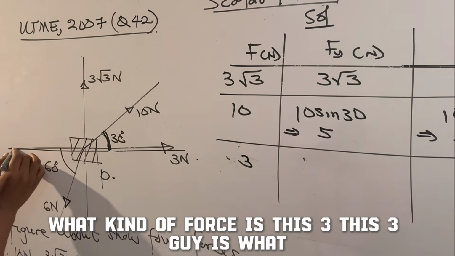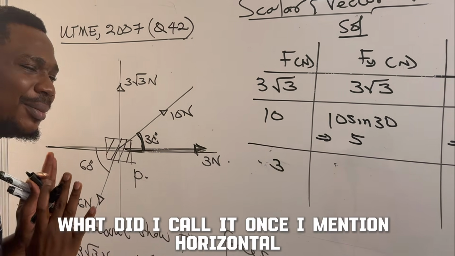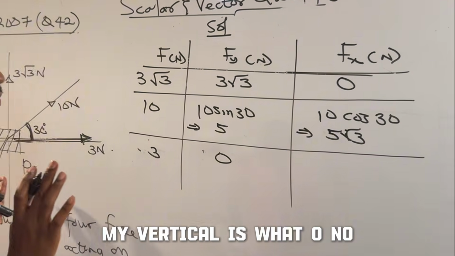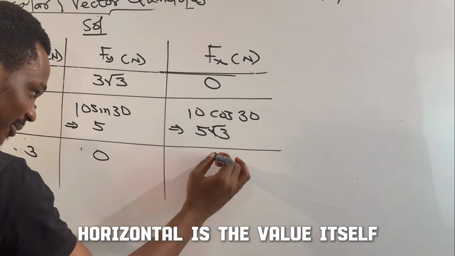What kind of force is this 3? This 3 guy is what? Horizontal. What did I call it? Once I mention horizontal, my vertical is what? 0. No cause for alarm. But what will be the horizontal? Horizontal is the value itself, 3.